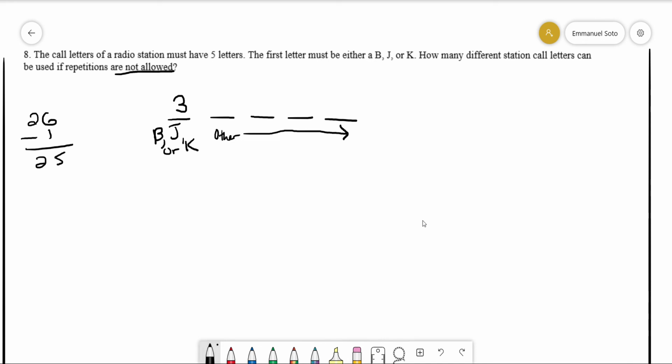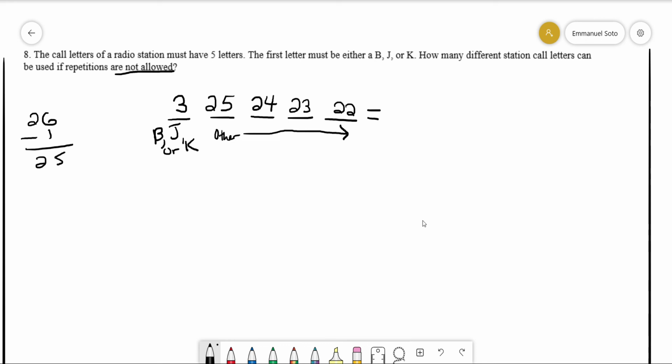Yeah, so the first letter has to be that. So there are 25 options. Let me write that better. There you go. So we have 25 options for the other one. Then we have 24 if we use that second one. For the fourth one, we have 23 now, and then 22.